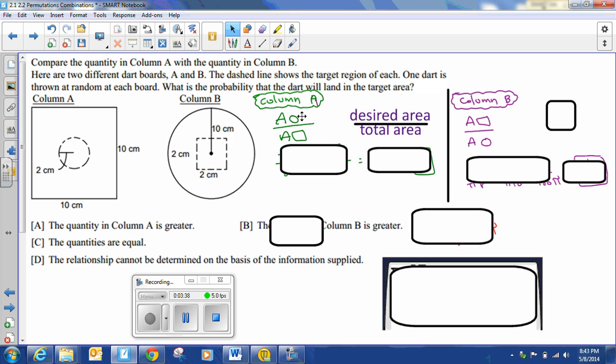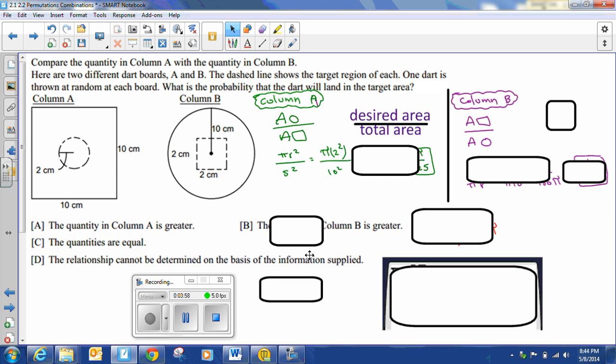So let's go ahead and replace these shapes with the area formulas. And here we have pi r squared over s squared. And we'll go ahead and replace the variables with the values. The radius is 2, so we have pi times 2 squared over 10 squared, which is the area of a square. And this gives us 4 pi over 100. We'll reduce the fraction, and we end up with pi over 25.